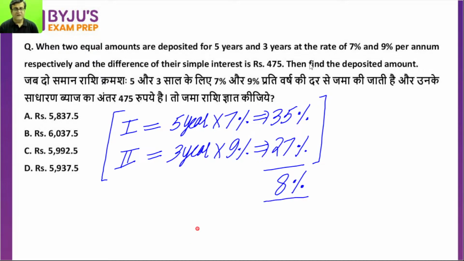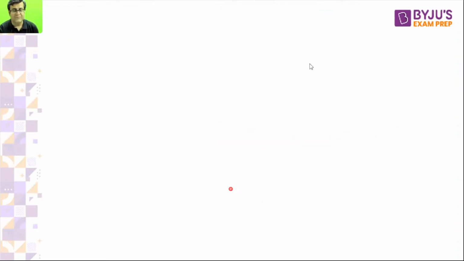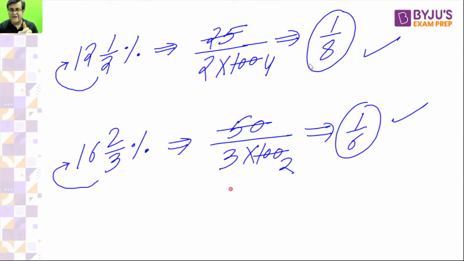Let the money deposited be equal to P. In this case P is the principal, and in the other case also P is the principal, because the question is saying the same thing. Do you understand? 5 sevens are 35. You can see what I have done: I just multiplied rate and time in this case, and rate and time in this case. The same thing I'm using. Okay.